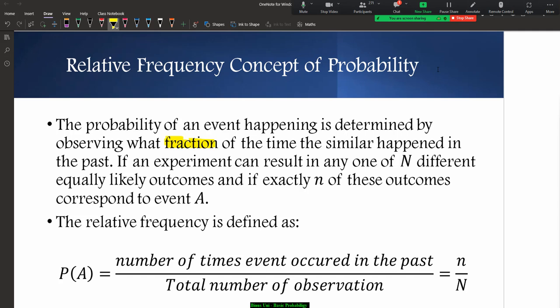So if an experiment can result in any one of n different equally likely outcomes, and if exactly n_A of these outcomes correspond to event A, then the relative frequency is defined as, let's say we want to find the probability of A, the number of times the event occurred in the past divided by the total number of observations. So it's the same concept, right? This is n_A, and this is the total number of all possible outcomes.